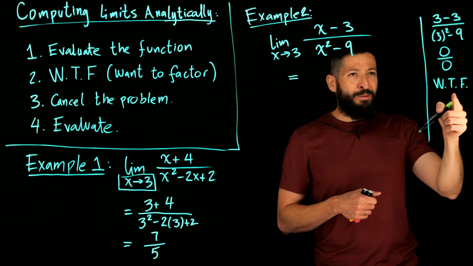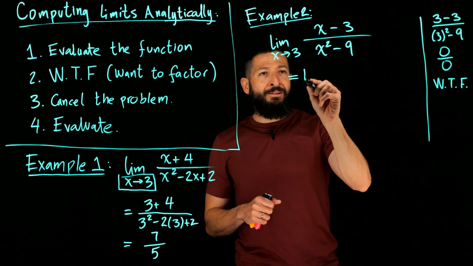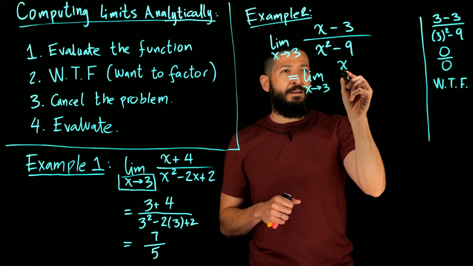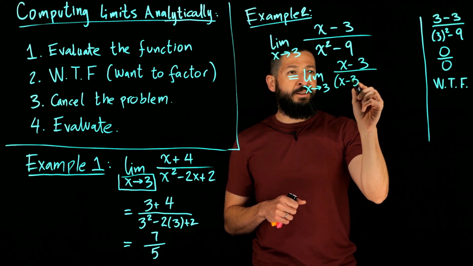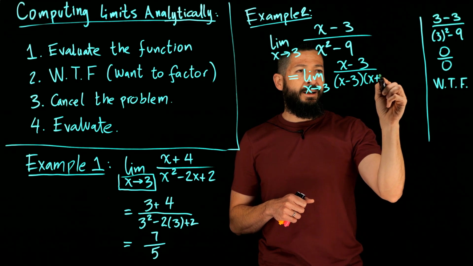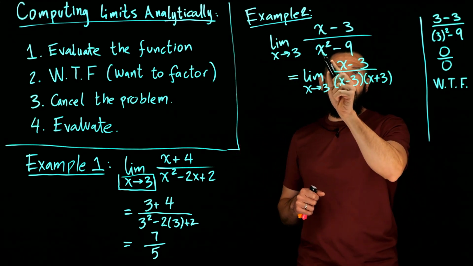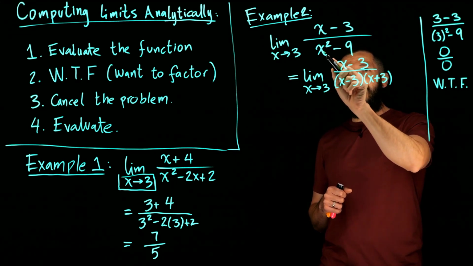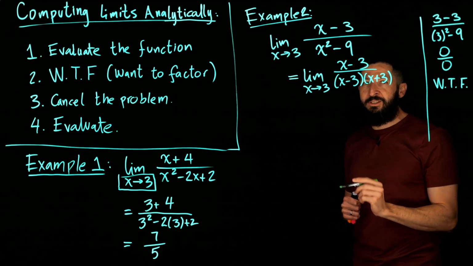Hope nobody gets offended by that, because I'm saying you want to factor. All right, but what that will allow you to do then, notice, when you factor this denominator, it's a difference of squares. So the factoring will be x minus the square root of 9, which is 3, times x plus the square root of 9, which is 3. So you get that factorization there.